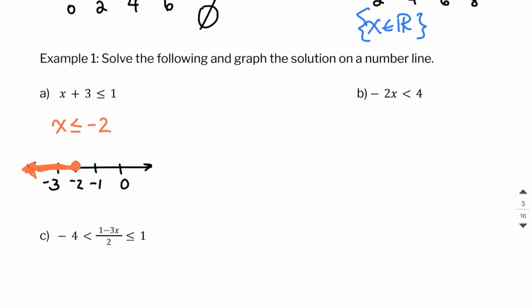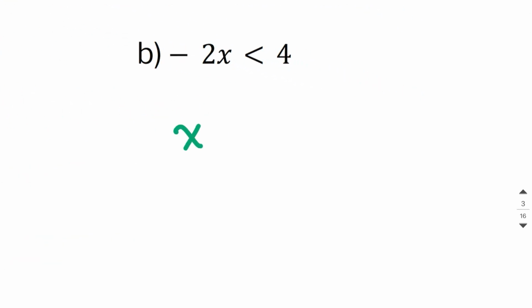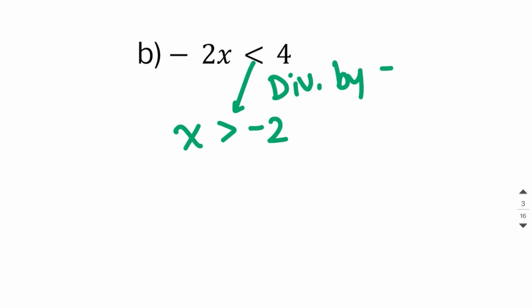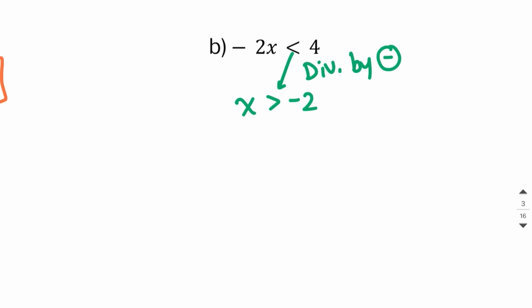If I want to write this in interval notation, it would be from -infinity all the way to -2, including -2. Okay, in our next example, right here in question B, we have to divide by -2. And remember, when we divide by -2, we have to switch this because any division or multiplication by a negative flips the sign. So let's go ahead and graph this out right here.